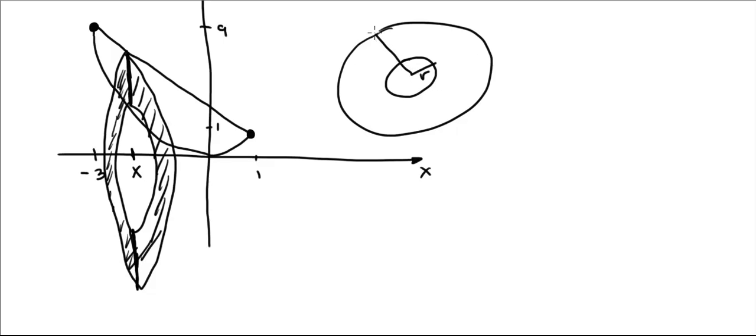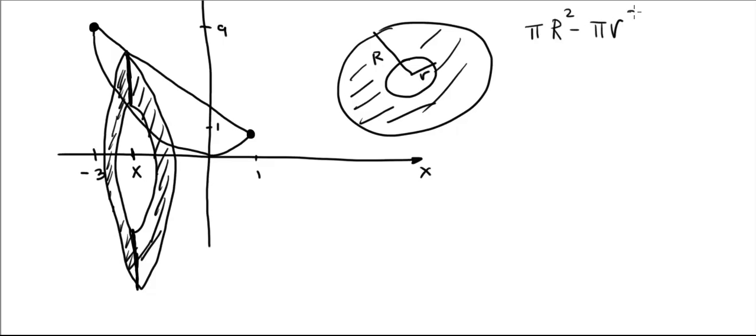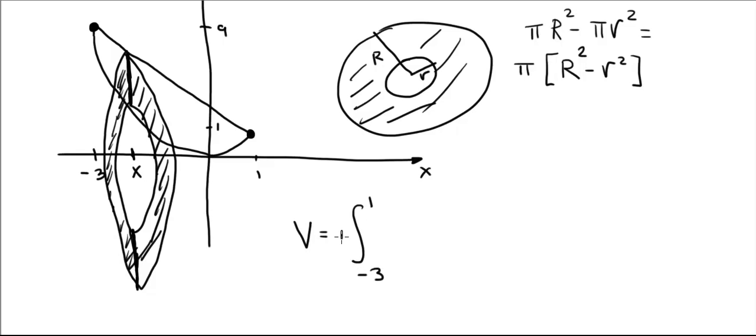We know that whenever we have a washer, it has a big circle and a small circle. If the radius of the small circle is little r and the big circle is big R, the area of the washer is the area between the circles. It's pi times big R squared minus pi times little r squared, or pi times the difference between big R squared and little r squared. So in our case, the volume is going to be the integral from minus 3 to 1 of pi.